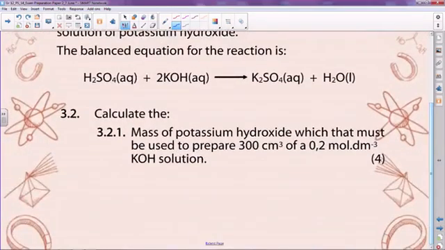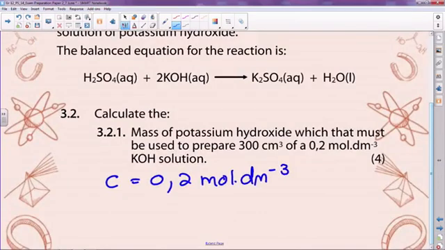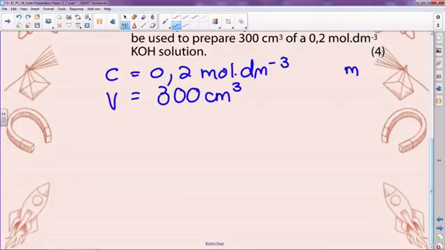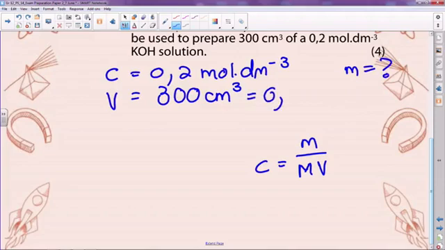So let's look at the mass. The concentration we're given is 0.2 moles per decimeter cubed. The volume we were told is 300 centimeters cubed. And we want little m. Now, there's an equation on your information sheet, which says concentration is mass given over molar mass times volume. That's the equation we want to use. The thing we have to remember is that my volume has to be in decimeters cubed. Now I need to work out the molar mass.